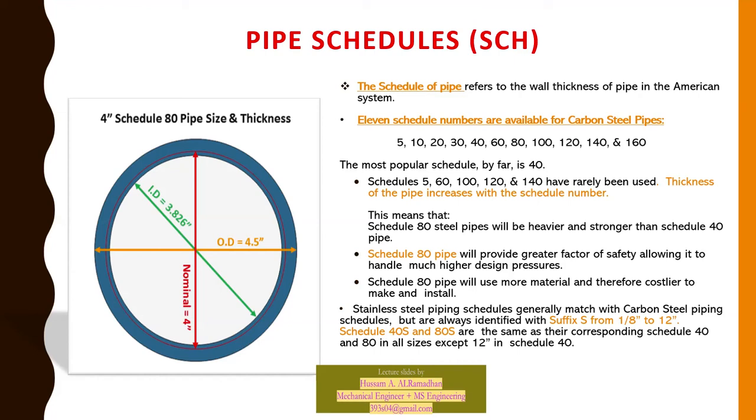Stainless steel piping schedules generally match the carbon steel piping schedules, but are always identified with the suffix S, from 1/8 to 12 inch. For example, schedule 40S and schedule 80S are the same as their corresponding schedules 40 and 80 in size, except for the 12-inch size in schedule 40.